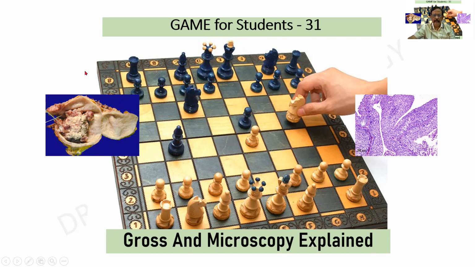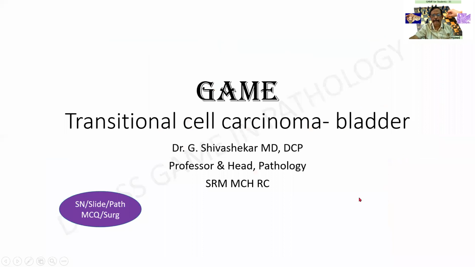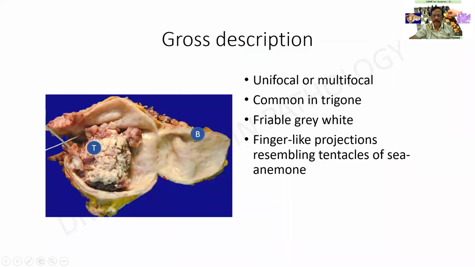We are seeing a gross specimen and its microscopic counterpart on the screen. This is the transitional cell carcinoma of the urinary bladder. The importance is given in this. It is important not only in pathology but in surgery as well. This is a specimen. Usually it is not kept for the undergraduates, but let us see.